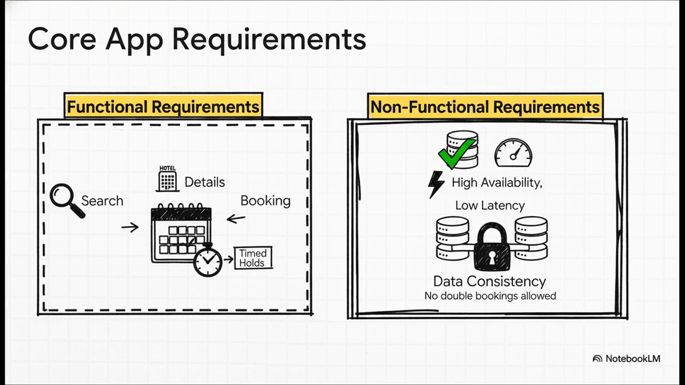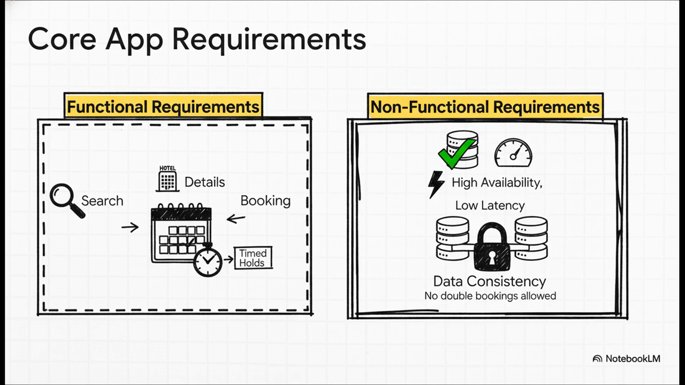So what does this app have to do? Well, functionally, the basics, right? You got to be able to search for a hotel, get some smart autocomplete suggestions, check out the details, and of course, book the room. And yep, that includes that little pressure-inducing countdown timer we've all seen. We also need offline access for confirmed bookings.